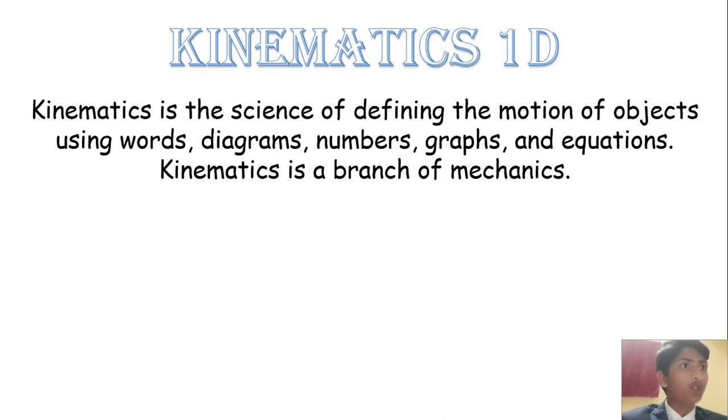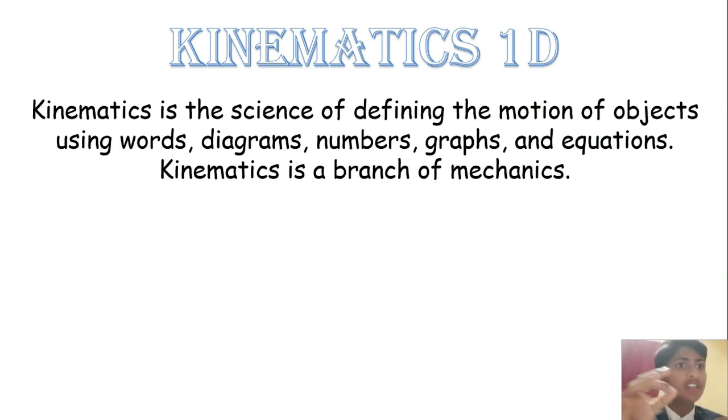Today I am going to teach you about kinematics in one dimension. Kinematics is a science of defining the motion of objects using words, diagrams, numbers, graphs and equations. Kinematics is a branch of mechanics. It means kinematics is a branch of physics and a branch of science. It just tells about the motion of objects. It measures using different words, constants, variables, diagrams, graphs, numbers, and many different equations.